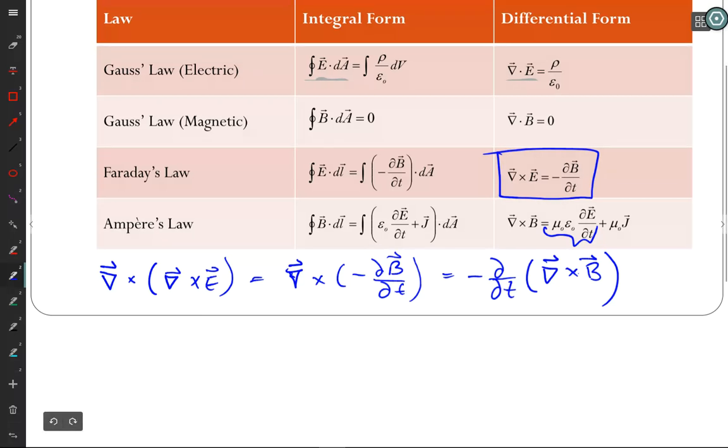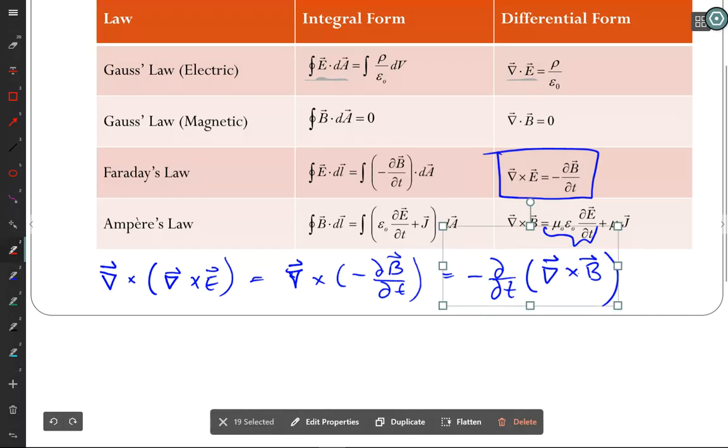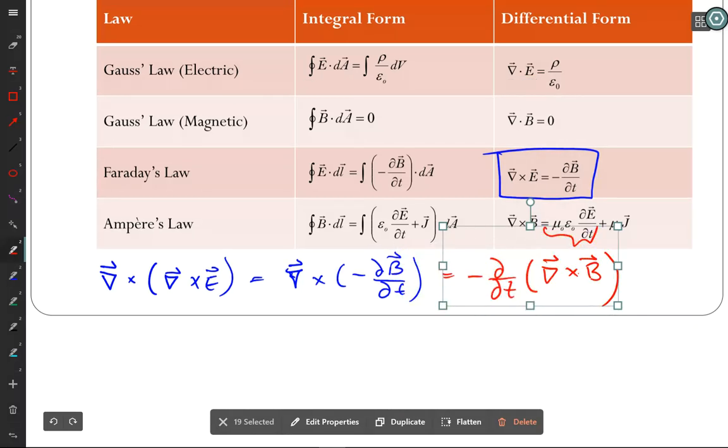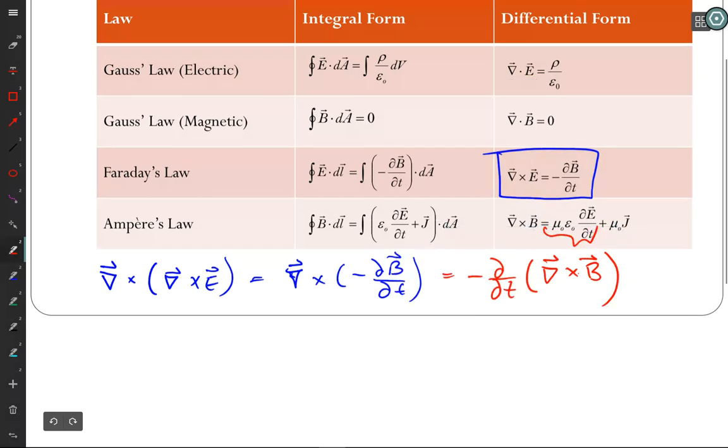Focusing on the other side of the equation, actually, I'm going to set my equations to have different colors for different sides. So focusing on the left side again, we have del cross del cross E, and we're going to use the definition that del cross del cross E is equal to. This is a definition that none of us have memorized. Probably none of us have ever seen this before. Well, none of you. I have. You guys haven't.